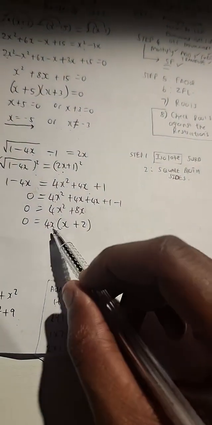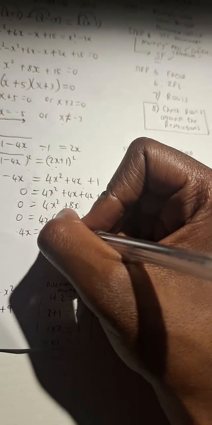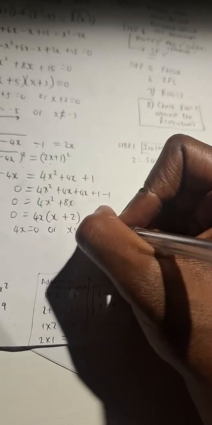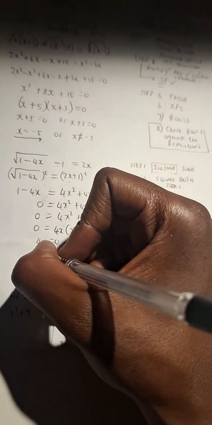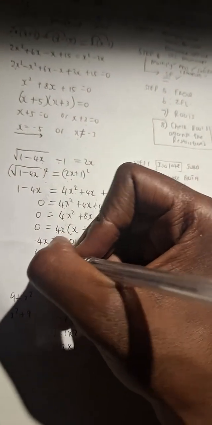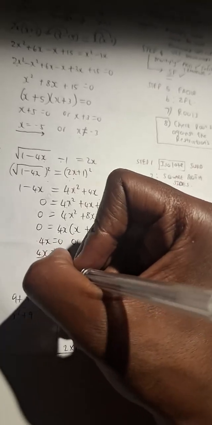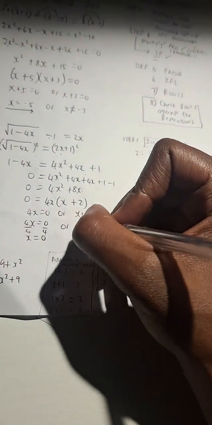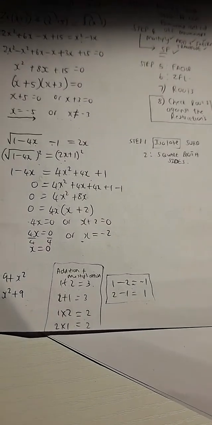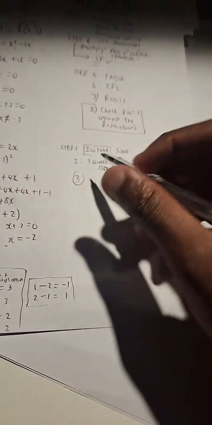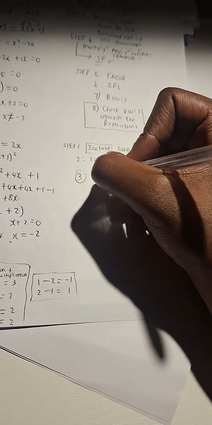I hope that makes sense. After standard form and factors, we apply the zero factor law: 4x is equal to 0 or x plus 2 is 0. Then we solve for each independent answer. We divide by 4 on both sides, so x is equal to 0 or x is equal to negative 2.